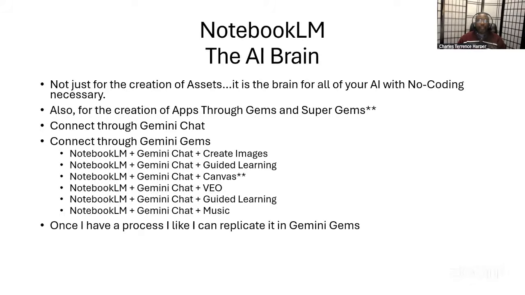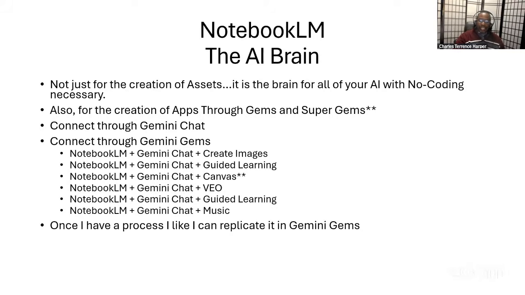Now, here's the important part. Let's say you get a process you like. You do something, and you think, well, man, that was really cool. One of the pain points of AI is that sometimes you can't do the same thing twice. You think, well, that was pretty awesome, I must be awesome, and I created this. But then I try to go back and do it again.